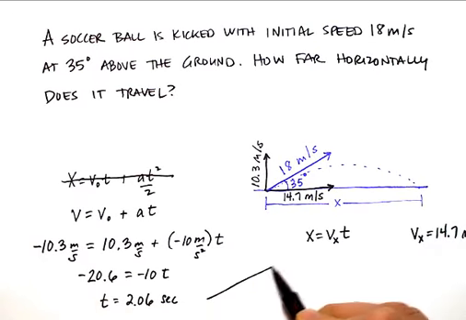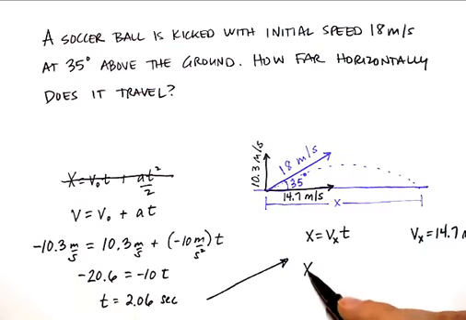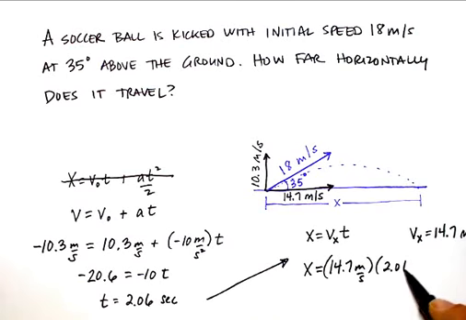Then we can use that time for the horizontal part of the motion and say that our horizontal distance is 14.7 meters per second times 2.06 seconds, or 30.3 meters.